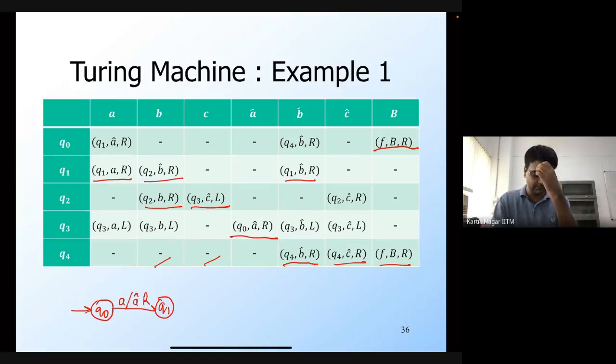Okay. So is the design of the Turing machine clear to everyone? Are there any questions? Okay.